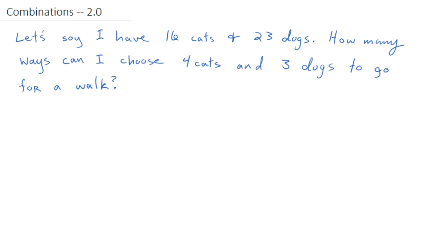Let me write out an example here. Let's say I have 16 cats and 23 dogs. How many ways can I choose 4 cats and 3 dogs to go for a walk with me? Alright, so I sometimes call these slots within slots, because with this problem I have a giant slot for cats and a giant slot for dogs. So to say it differently, instead of having one thing we're choosing from, we have 2 distinct categories that we're choosing these from.